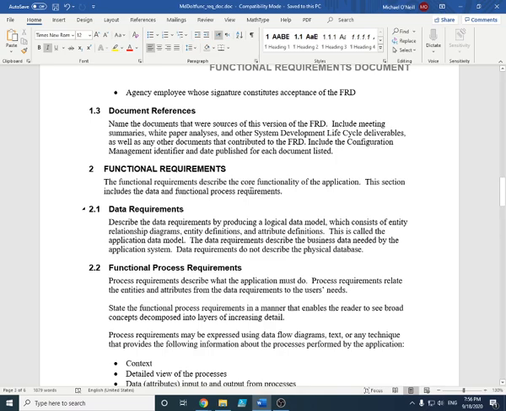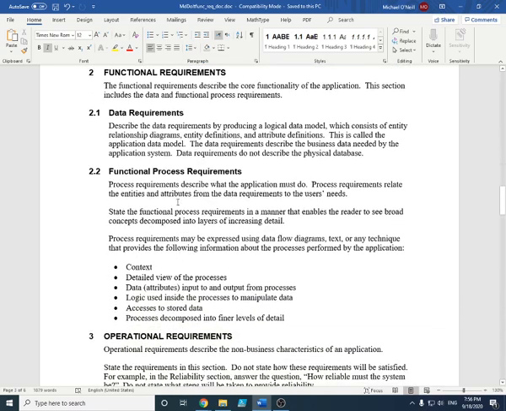Now, what you should have is the functional process requirements. Think about the processes that your application is going to support. This is where you need to spend the majority of your time. What will people do with your application? And what should happen is this should be in enough detail where they say, yes, this is what we need.